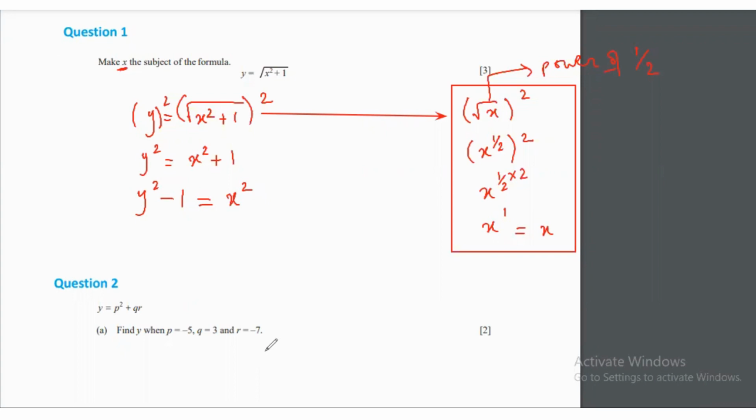Now you might think, oh, this would be the solution because x squared is isolated on one side. But if you go back to the question, it's asking us to isolate x. We have to make x the subject, not x squared. Hence, to get rid of the square on the x, we will square root both sides now. So it would become the square root of y squared minus 1 equals the square root of x squared. Same thing over here. When you square root a square term, it becomes the term itself. So x equals the square root of y squared minus 1.